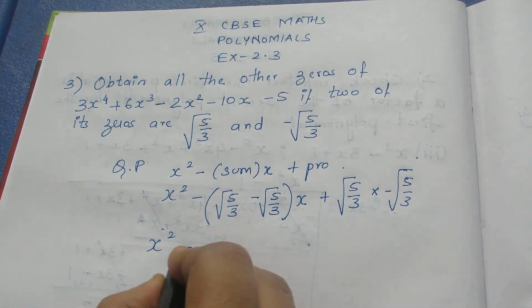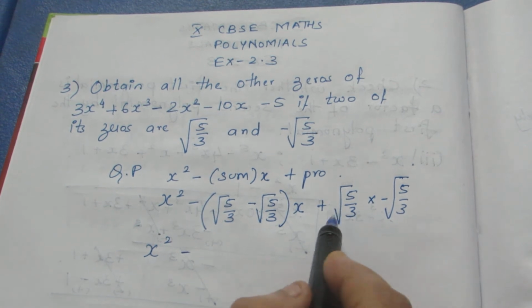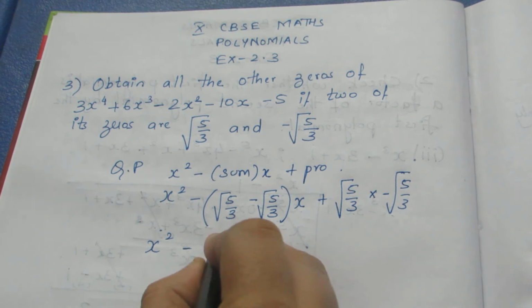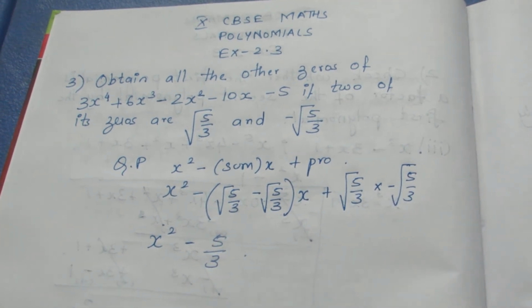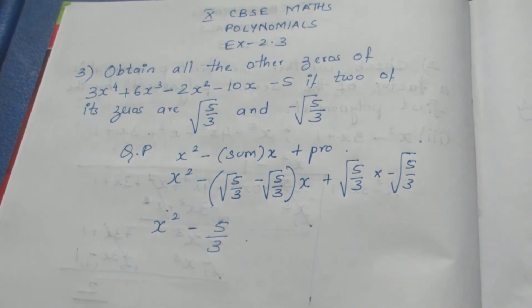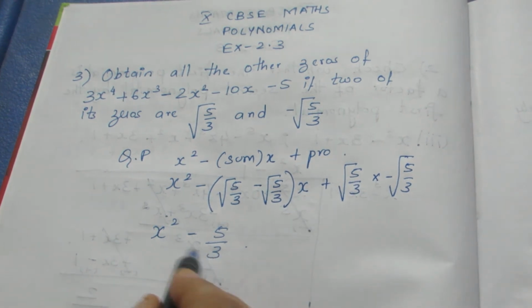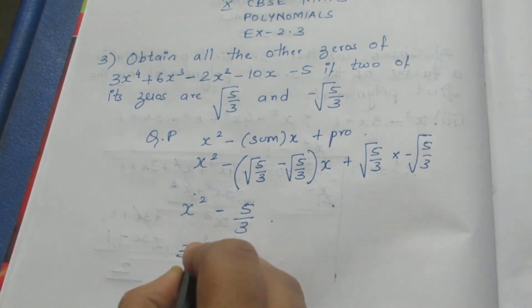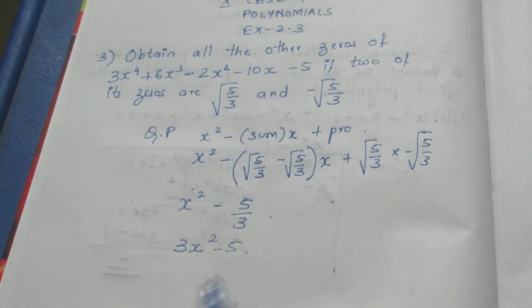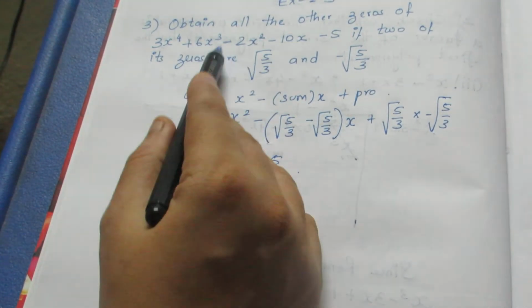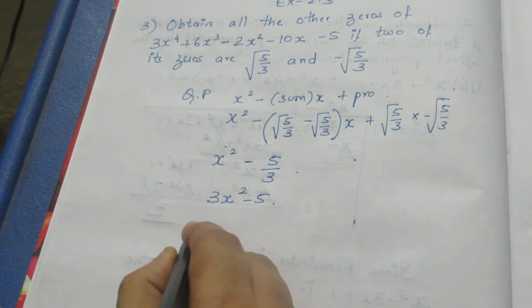Here plus into minus will become minus. Root number with the same root number, the roots go off. So root 5 into root 5 becomes 5 and root 3 into root 3 becomes 3, so I am writing it as 5 by 3. This can also be written by taking the LCM: 3x square minus 5. By 3 you can leave it off while dividing.